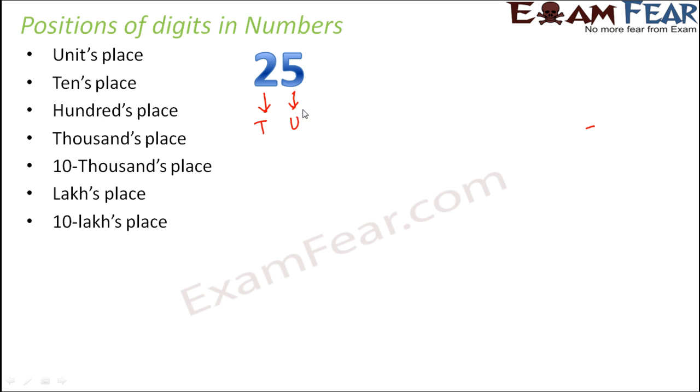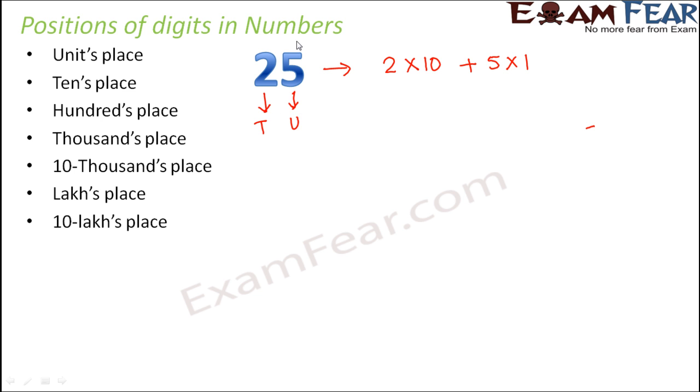Now why do I call this a units place and why do I call this a tens place? How can we write 25? We can say this is 2 into 10 plus 5 into 1. So basically 5 multiplied by 1, 2 multiplied by 10. Why is 2 multiplied by 10? Because 2 is at the tens place. And that is why you get 25.